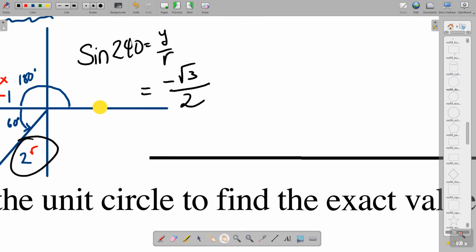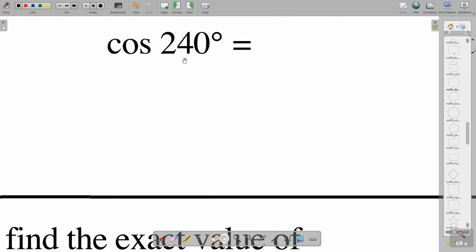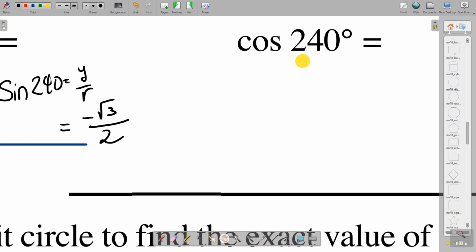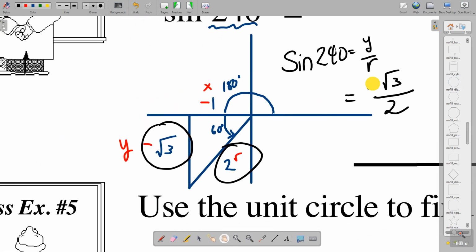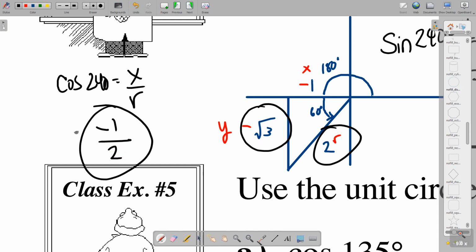Moving along. 240. Oh, wait a minute. As opposed to memorizing cos 240, I can just look over here. That's why I have all the answers. And I'll just do it over here now. Cos of 240. Well, what's the definition of cos? Cos is equal to x over r. I can see x. Well, that's negative 1. R is 2. There's the cos of 240. Voila. Yee-haw.